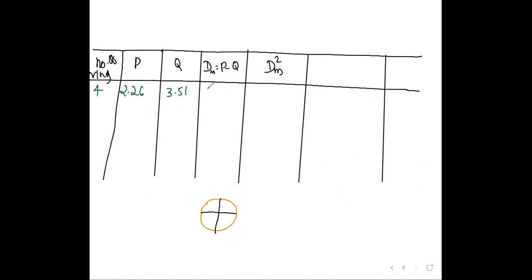Then calculate the difference between these two. It will give us the diameter of the wire, and square it. Similarly, we have to do it for all the rings: 5, 4, 3, 2, 1.